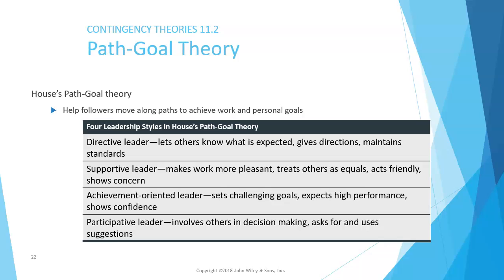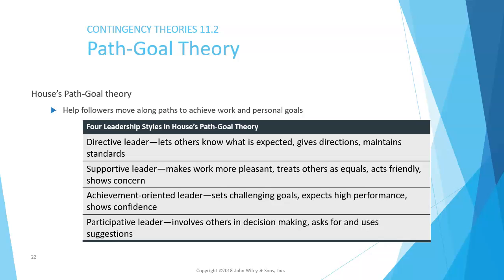The first is a directive leader. They're letting others know what is expected, giving directions, maintaining standards. They basically tell them, here's what you need to do to get there. You need to do A, B, and C. Boom. So you're really laying it out, and that usually happens when someone just needs to know what they have to do to get it done. Like, hey, what do I need to do to get a raise? You need to do A, B, and C? Okay, good. So that's very directive.